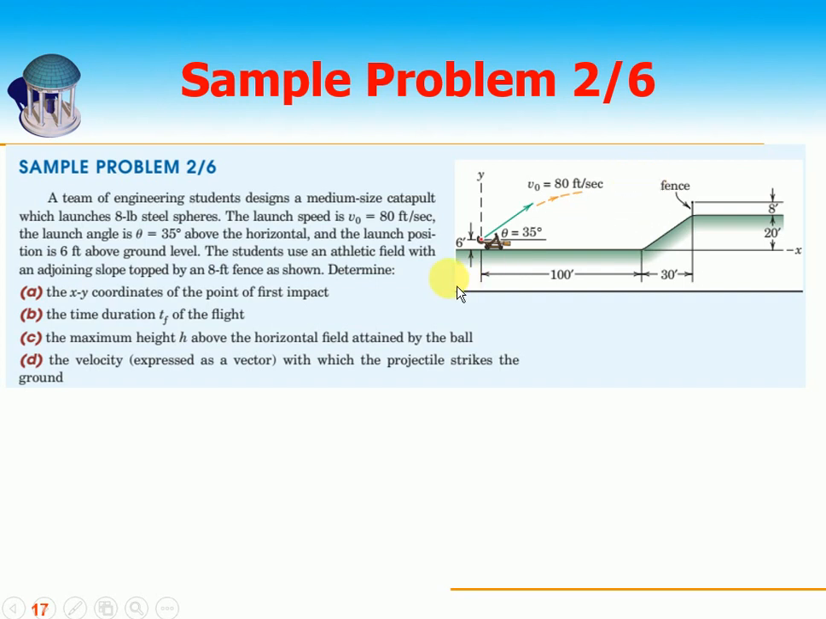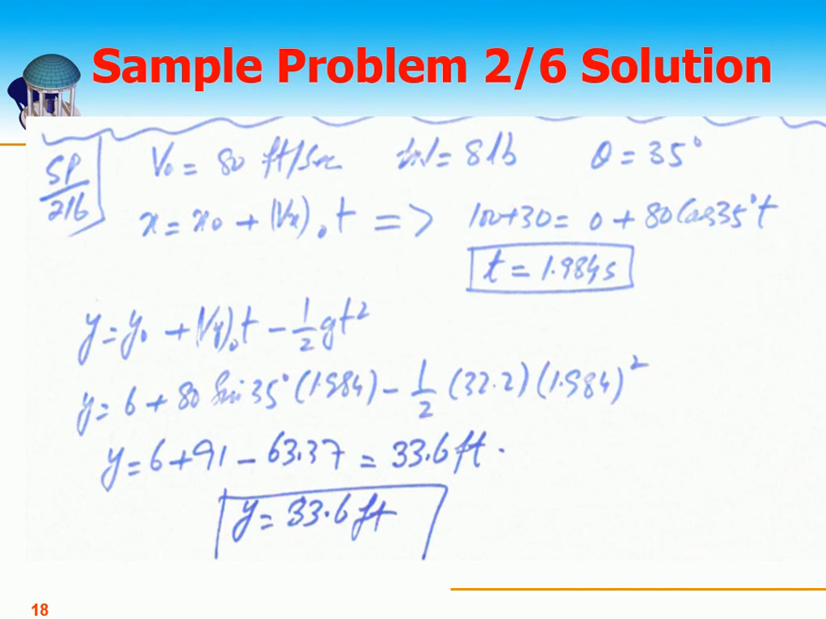This horizontal, please. This 6 feet should be added. The velocity with which the projectile strikes the ground, the x component and the y component of the velocity. So in this question we are given V0 is 80 feet per second, and of course the weight of the ball is 8 pounds, and theta is equal to 35 degrees. If I take the horizontal direction, x is equal to x0 plus Vx times t.